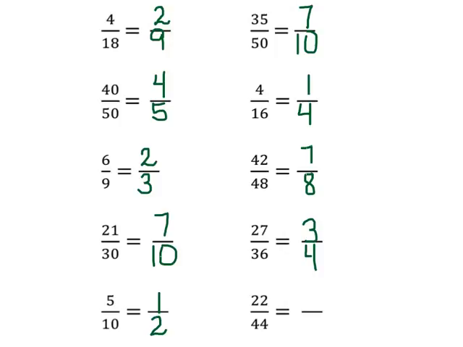22/44. Well, those are my 2s. I also see that those are my 11s. But I see one even bigger, 22. 22 divided by 22 is 1. 44 divided by 22 is 2. So it's 1/2.